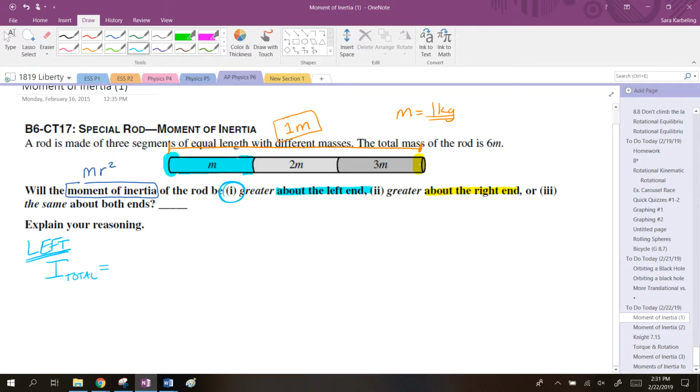I'm going to find this piece here. Where is the center of mass of this piece here? Right at the end. In the middle. Why would you say that? Kindness. So where is the center of mass of this guy? The center. Right there. How far away? What's the radius? 1/6, right? So this is going to be 1 kilogram times 1/6 of a meter squared.